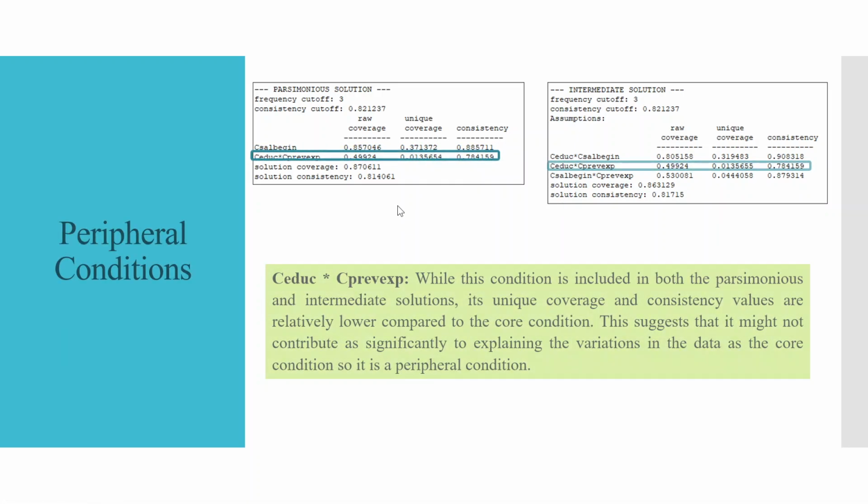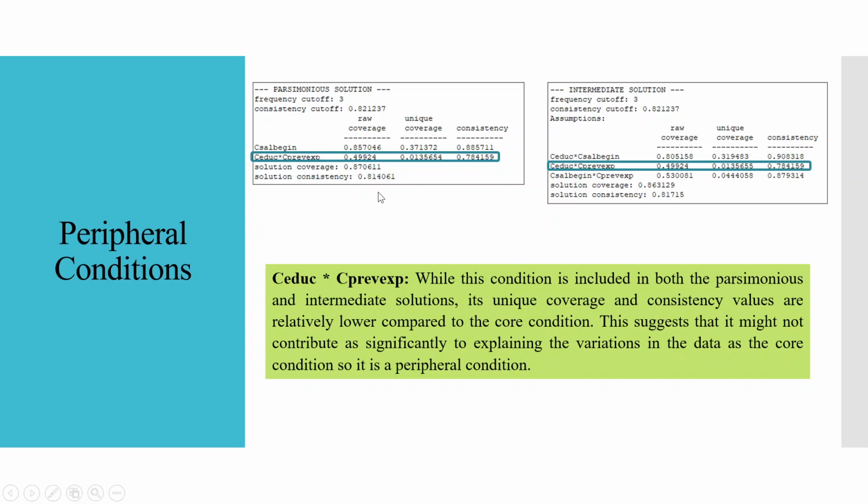Let's talk about C education and C previous experience. Normally it is said that whatever conditions are in the parsimonious solution are core conditions, but you have to take the decision on the basis of coverage. Though C education and C previous experience are present in both the parsimonious and intermediate solutions, their raw coverage, unique coverage and consistency are very much lower. We conclude that it is a peripheral condition.